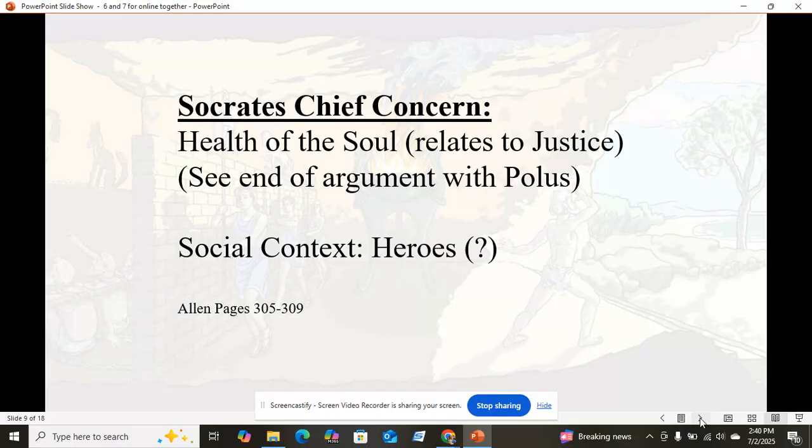So Socrates, in the context of this, one of the things he's interested in is the health of the soul. Why? Because the health of the soul is what relates to justice. Just like the health of the body, there's health of the body that matters. There's health of the soul that matters, and there's a social context to everything that Socrates is talking about here.